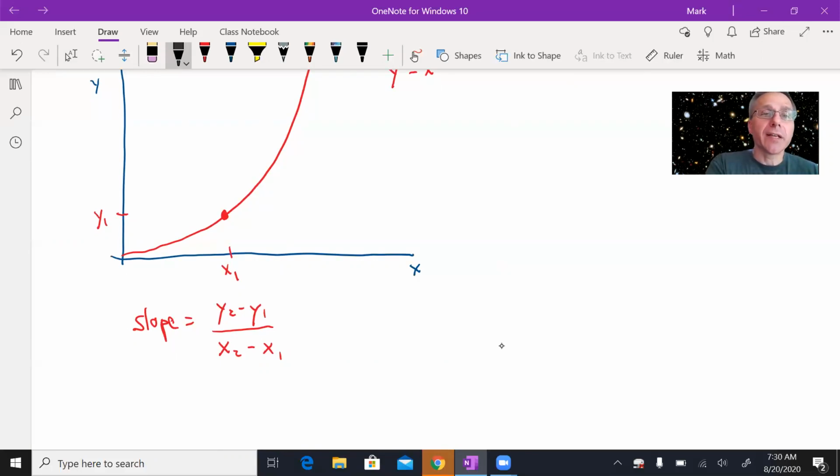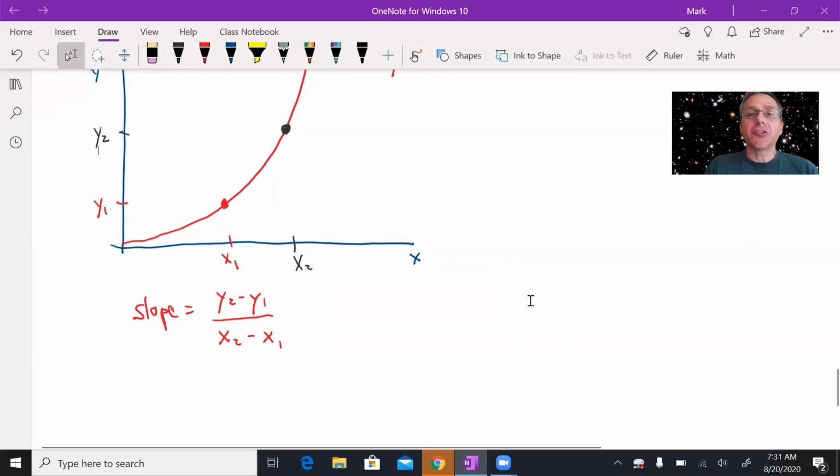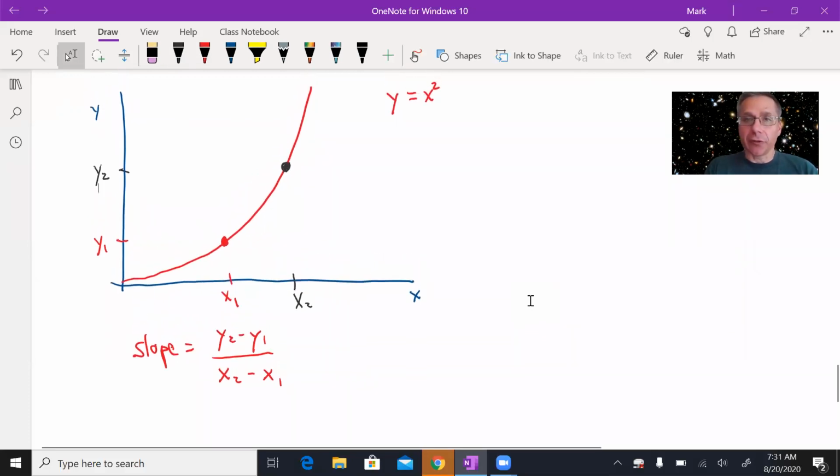Well, let me choose just kind of arbitrarily a second point up there. That'll be my x2, and it'll have a y value, y2. Now we're looking at the function specifically. Let's keep it the simplest curve, the most basic parabola, y equals x squared. That's the equation that gives us this kind of graph.